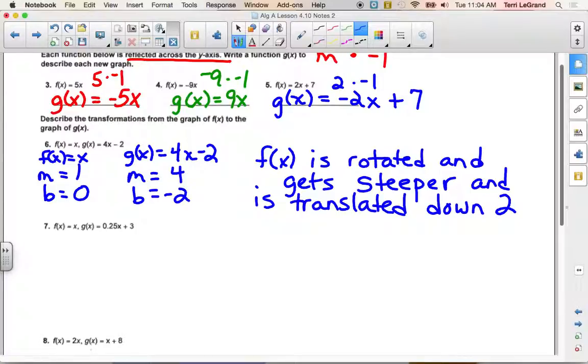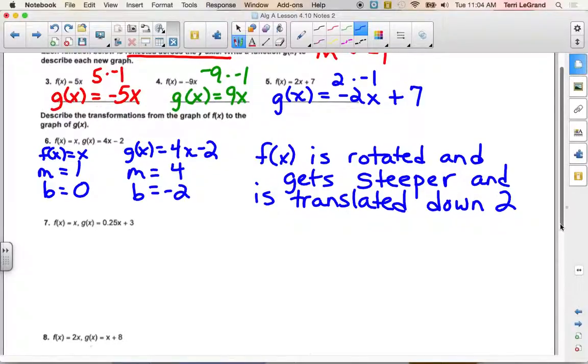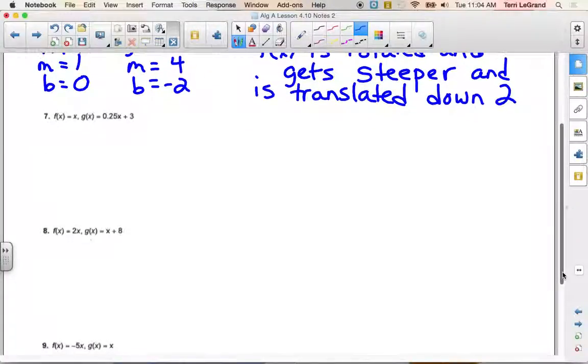Any more ands? Did it reflect? How do we know it doesn't reflect? They're not opposite signs, are they? They have the same sign, so there was no reflection that went on. Okay, I want you to try number 7 on your own. Do it just like we were doing here. Write down your functions, identify the slope, identify the y-intercept, and then see if you can describe the transformation or transformations that happen. I'll give you a little hint. 2 transformations occur in number 7.